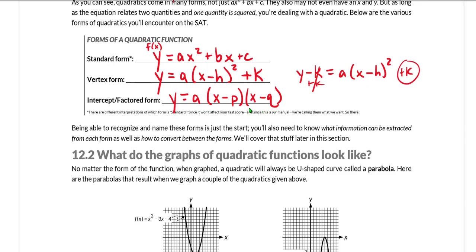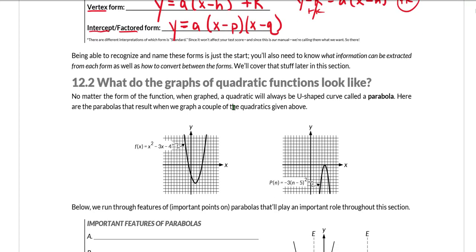With these forms, it is not only imperative that you know these forms, that you recognize these forms, it will also be extremely imperative that you know why these forms are called what they're called. For instance, why this is called vertex form, why this is called intercept or factored form. It will also be important that we know what information we can pull from each of these three forms of a quadratic. We're going to go over that in this section in quite a bit of detail.